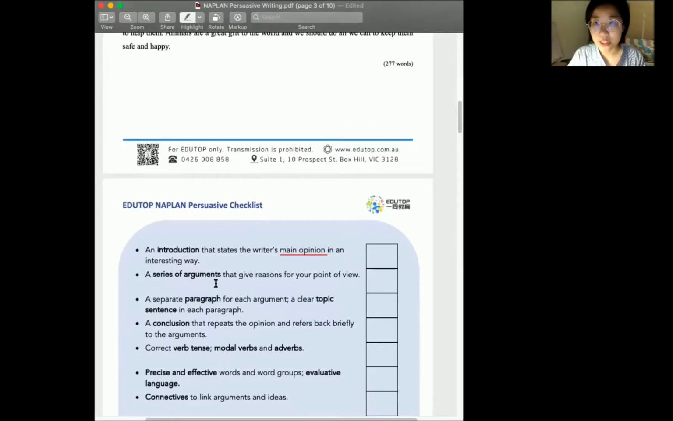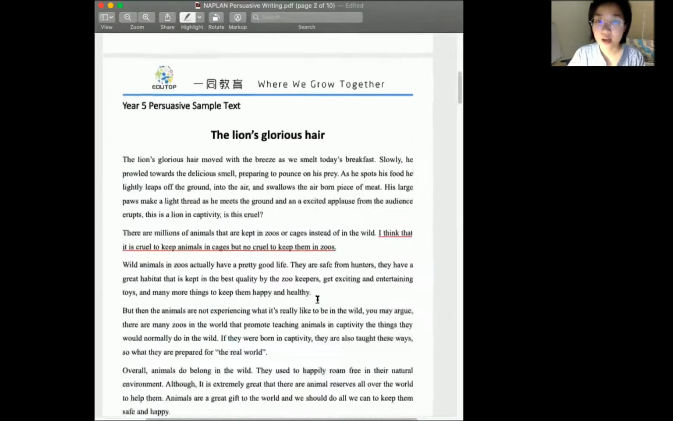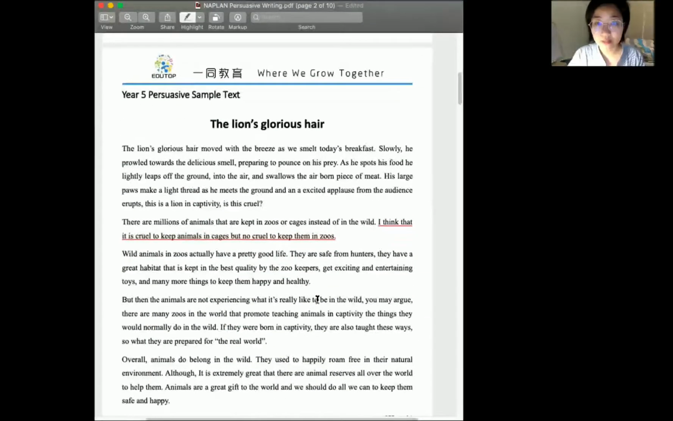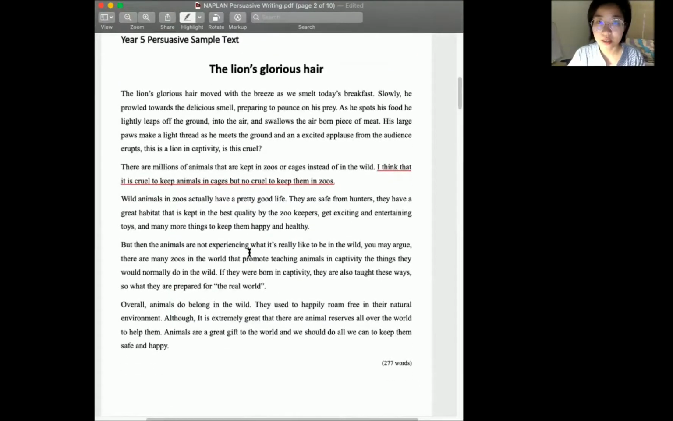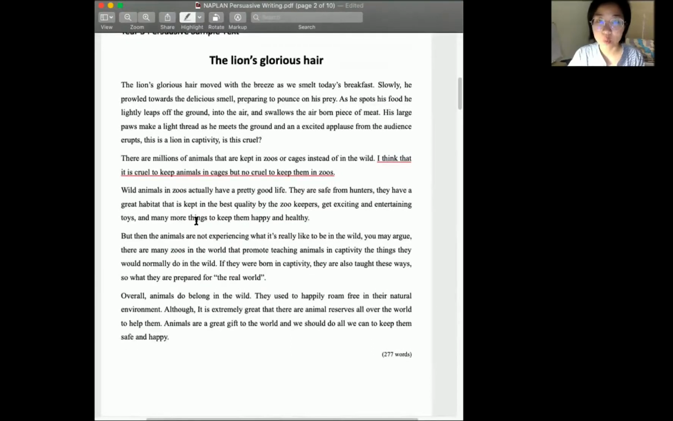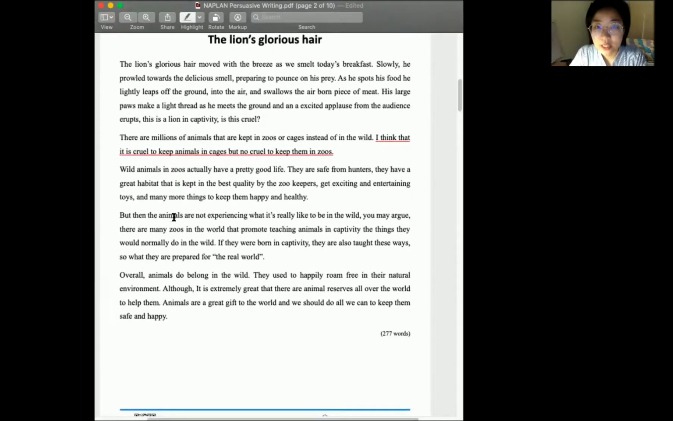And second point is, do we have a series of arguments that gives reason for your point of view? So we need to find arguments, right? A good and clear persuasive writing cannot be good without arguments, and not only one. We need a series so that your opinion will be convincing, isn't it? So let's look at the following paragraph. For example, this one, the third one.